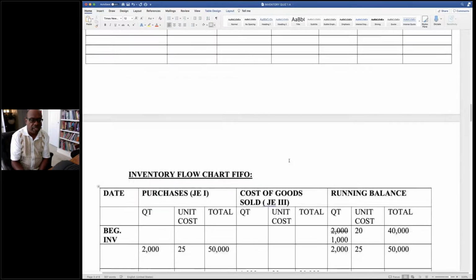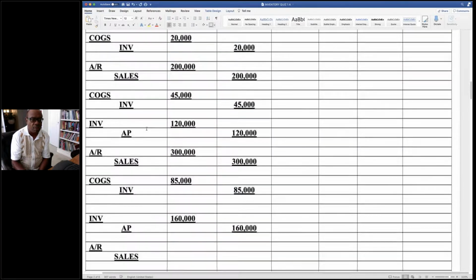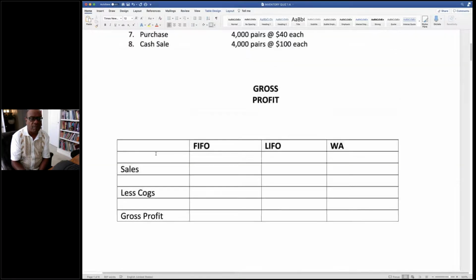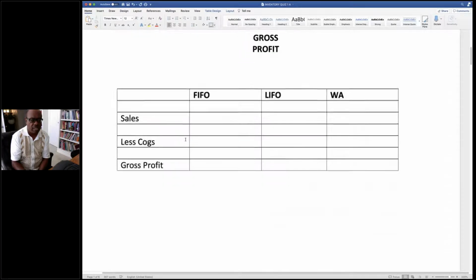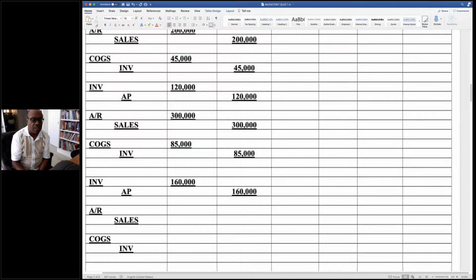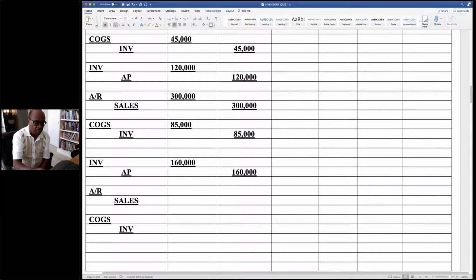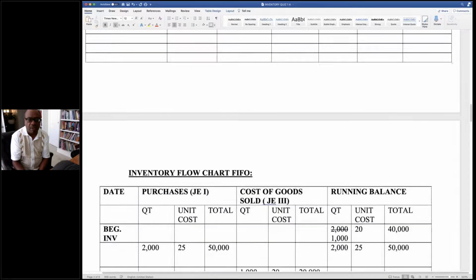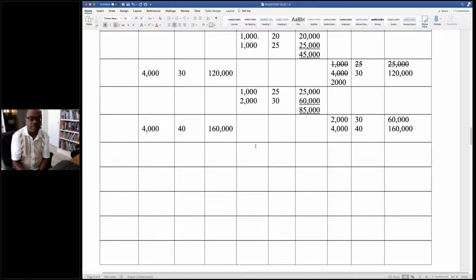Then as we finish up, we sold the same number, correct? Yep. We sold 4,000 at 100. So how much is that going to be? 400,000. And then what's our cost of goods sold going to be?